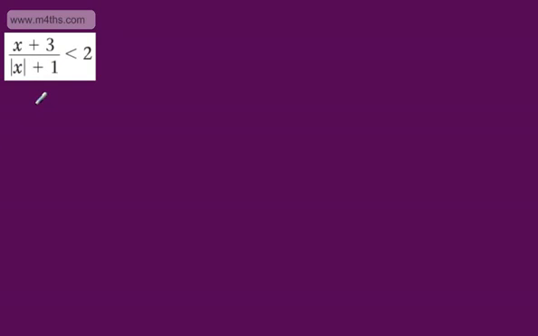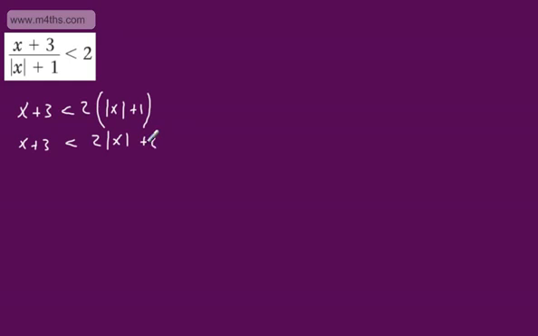So what we can do is the following. We can now rewrite this, multiplying both sides by the content of the denominator. What we can have is x plus 3 is less than 2 lots now of the modulus of x plus 1. So what I've now got then is x plus 3 is going to be greater than 2 lots of the modulus of x, and then what we're going to have now is plus 2.